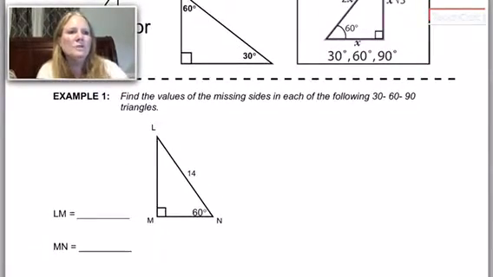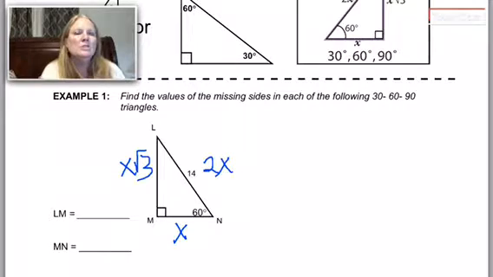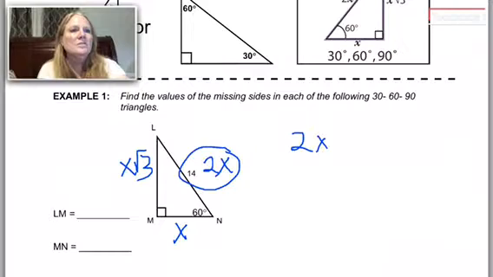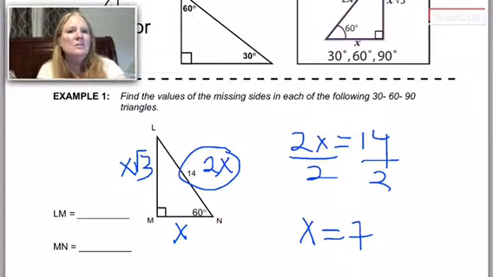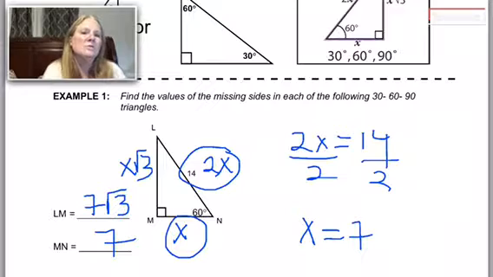Okay, here's our first one, and I cannot impress on you enough, please put your X, 2X, and X to the square root of 3 on your picture. It will really help you. So I can see that my picture is telling me that 2X is equal to 14. So if I divide by 2, I can see that X is equal to 7. So that means that MN is 7. And then LM is X to the square root of 3. So simply 7 times the square root of 3.